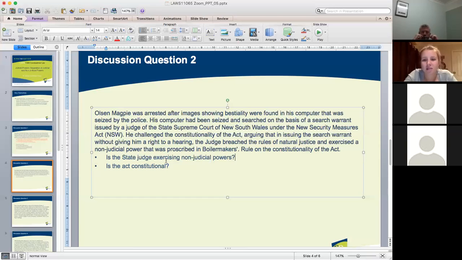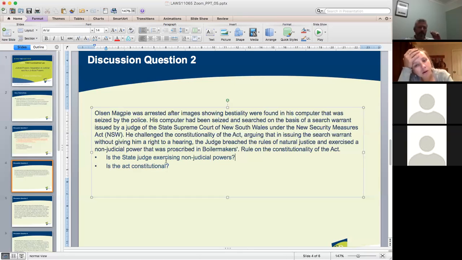Yes. Is that a legal issue? That's a question. Hang on, can you see the distinction there? When you ask, is the state judge exercising non-judicial powers, it allows you to answer with a yes or no. It doesn't seem to be that helpful. If you were to rephrase it, how can you rephrase it in such a way that it brings in a legal issue or an important legal principle?